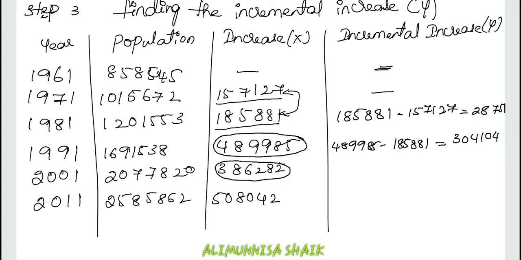So, what happens here is, we will be getting a negative value, but you should not be afraid, because we will be taking the signs negative only. Okay. So, our value will be 386282 minus 489985. So, our answer will be minus 103703. So, this is going to be a negative value, negative population.